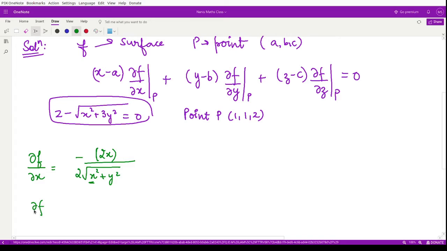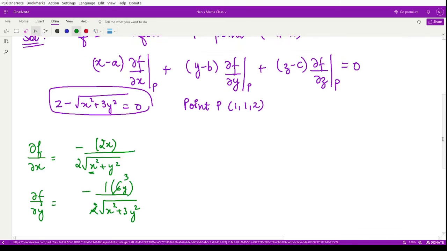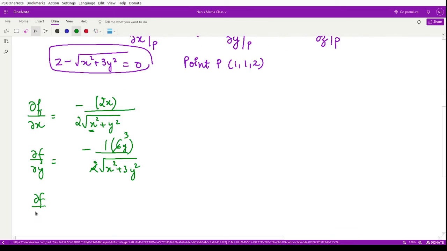Similarly, when you compute the partial derivative with respect to y, it would be minus 1 divided by 2 square root of x square plus 3y square, and then the derivative of the inner term, which would be 3 into 2y, that means 6y. So this 2 and this 2 cancel out. And for the third term, the partial derivative with respect to z would just be 1.